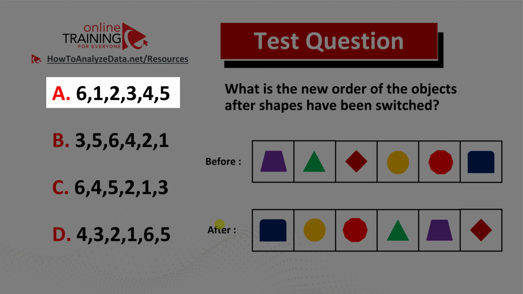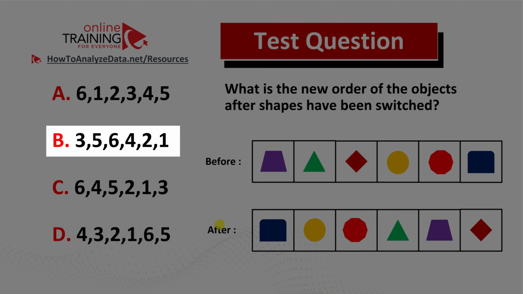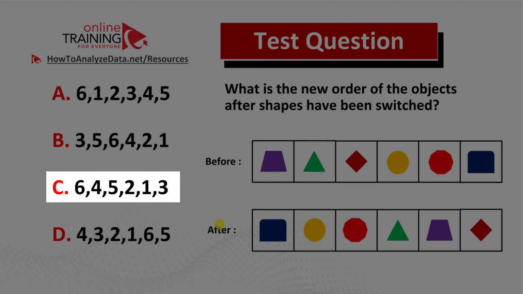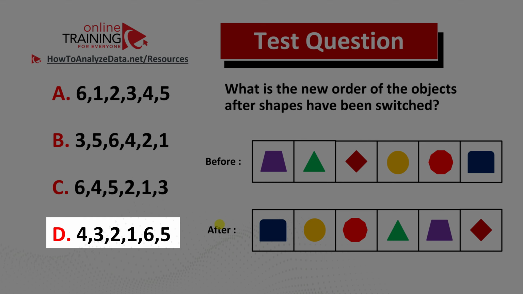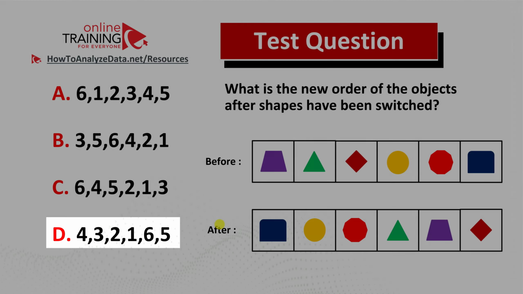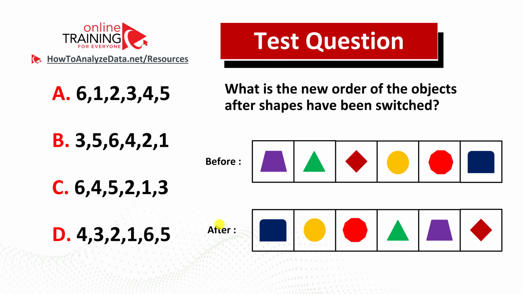Choice A for the new order, 6, 1, 2, 3, 4, 5. Choice B, 3, 5, 6, 4, 2, 1. Choice C, 6, 4, 5, 2, 1, 3. And choice D, 4, 3, 2, 1, 6, 5. Do you think you know the answer? Let's see if we can solve this challenge together.